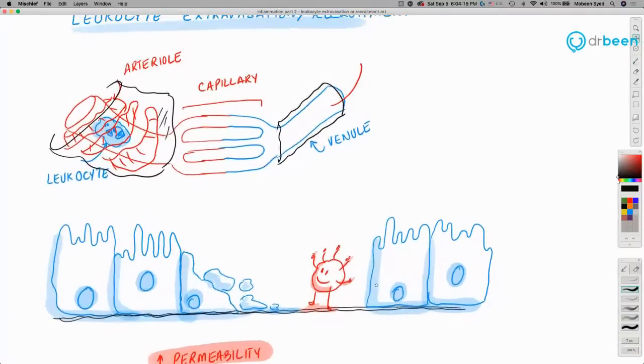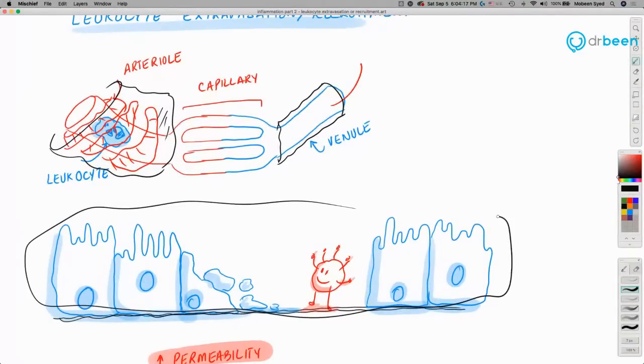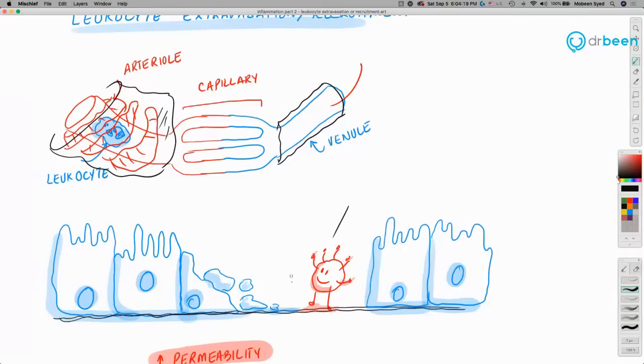And if you see here, let's say this is the tissue where the damage is occurring. So there's a coronavirus that is causing damage. The cell is broken. The other cells are healthy and fine. So we have to bring this leukocyte all the way over here so that it can do its function. So let's see how this happens.